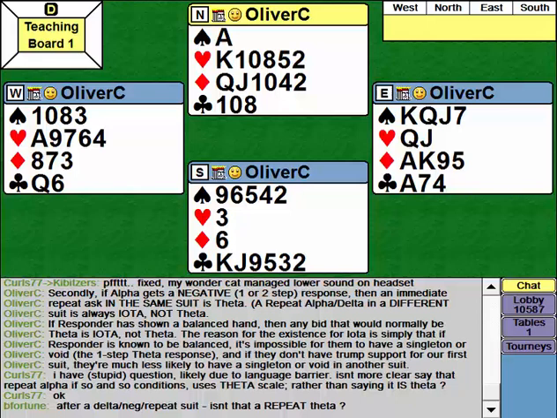Because delta is a primary Trump-asking bid, and iota is a secondary Trump-asking bid. In other words, iota always comes after a different asking bid of some sort, whether it's beta or delta or alpha. Okay.